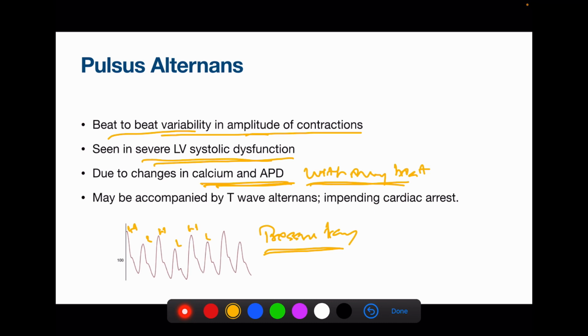Sometimes this may be accompanied by T-wave alternans. T-wave alternans is nothing but the beat-to-beat variability in the amplitude, shape, and timing of T waves. So if pulsus alternans is accompanied by T-wave alternans, it might imply that the patient is in impending cardiac arrest. I mean to say the patient might go into cardiac arrest at any time. So this requires emergency intervention to find out the cause.